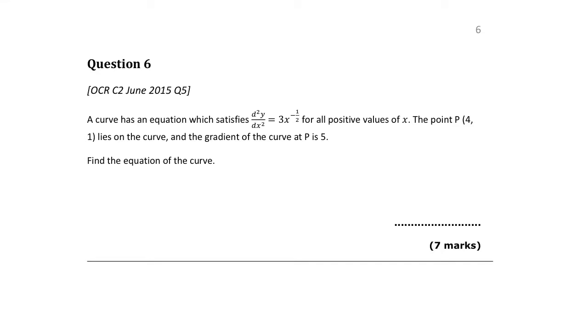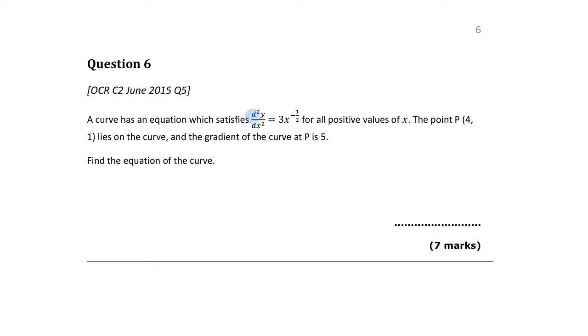Okay, question 6. A curve has an equation which satisfies d2y by dx squared equals 3x to the minus a half for all positive values of x. The point P, (4, 1), lies on the curve, and the gradient of the curve is 5. Find the equation of the curve. So I'm going to highlight all the key bits.